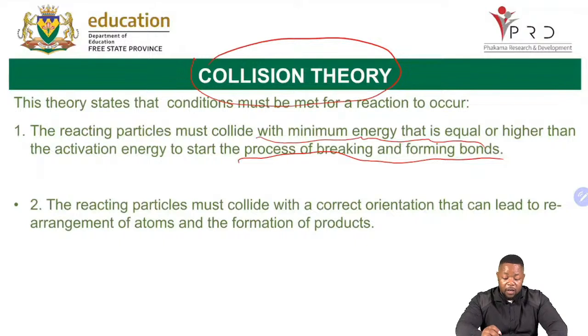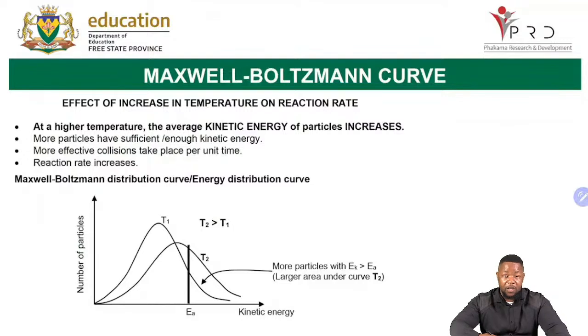Even while they collide with sufficient energy, they also need to be properly orientated. So they must collide with the correct orientation so that an effective collision can result. So that is the collision theory summarized. Molecules should collide. They must collide with sufficient energy, and they must be properly orientated. And if all three factors are there, we have an effective collision. And an effective collision will lead to a chemical reaction occurring.